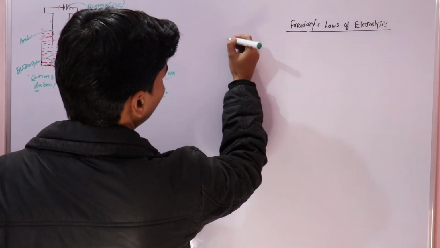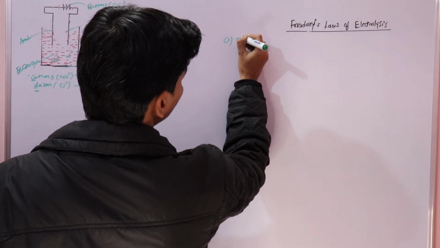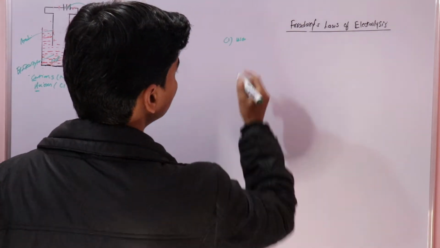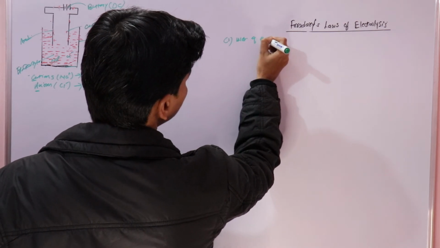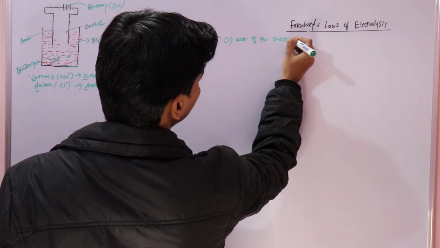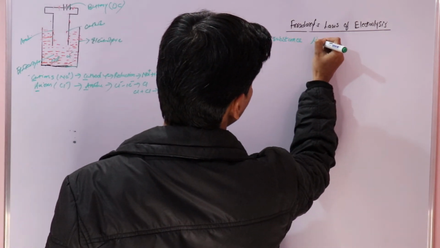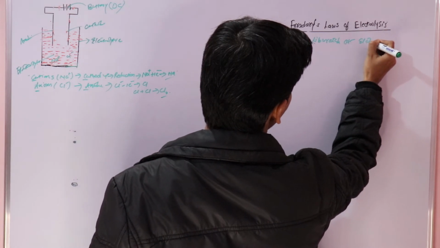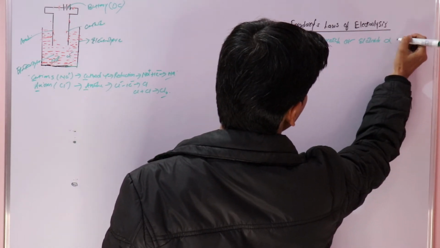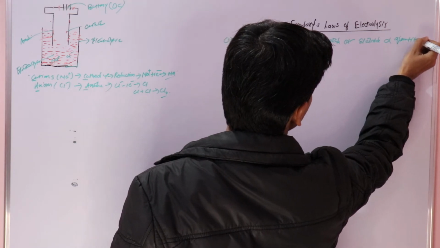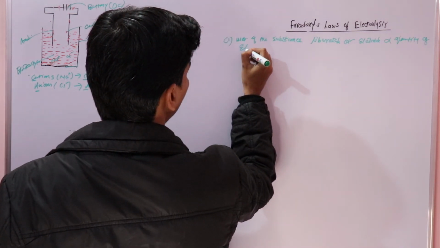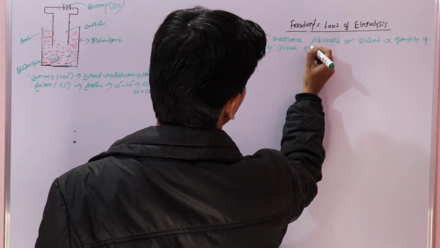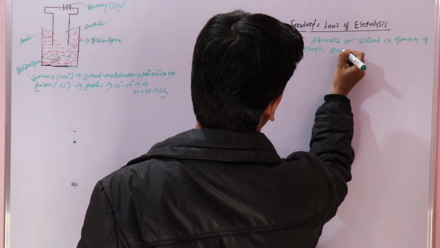So we define this law as Faraday's first law of electrolysis: the weight of the substance liberated at electrodes would be directly proportional to the quantity of electricity passed through the electrolyte.